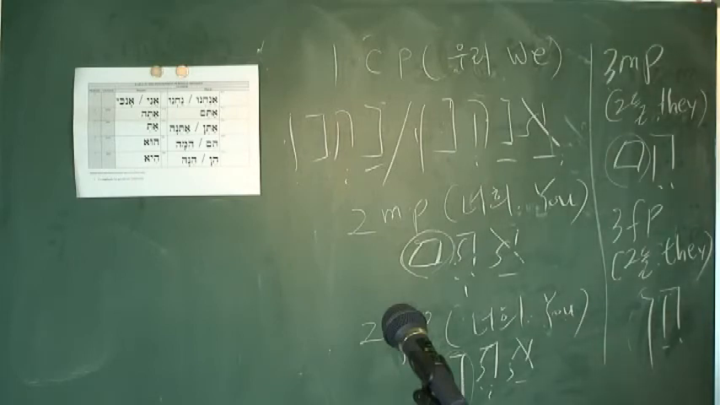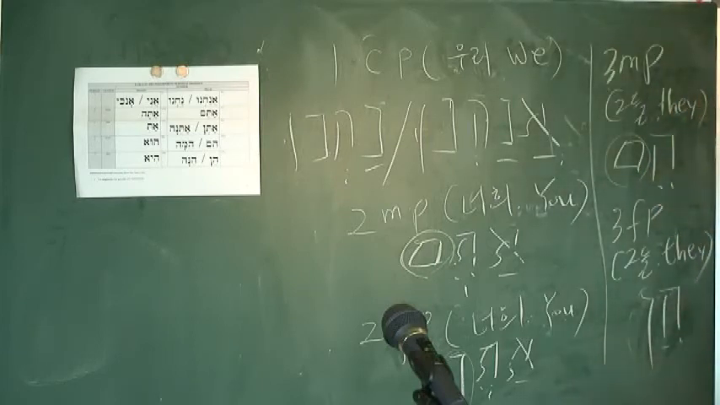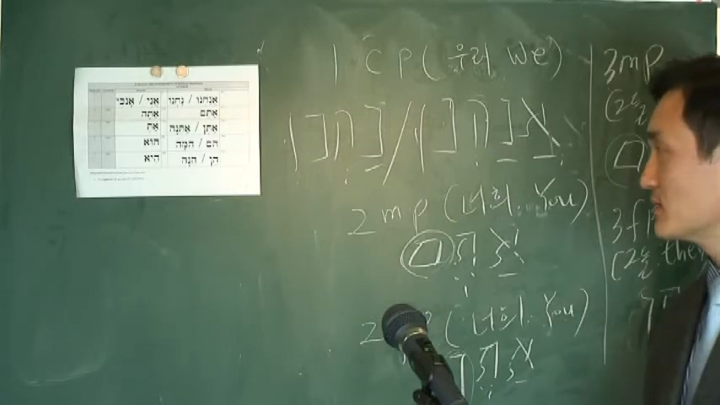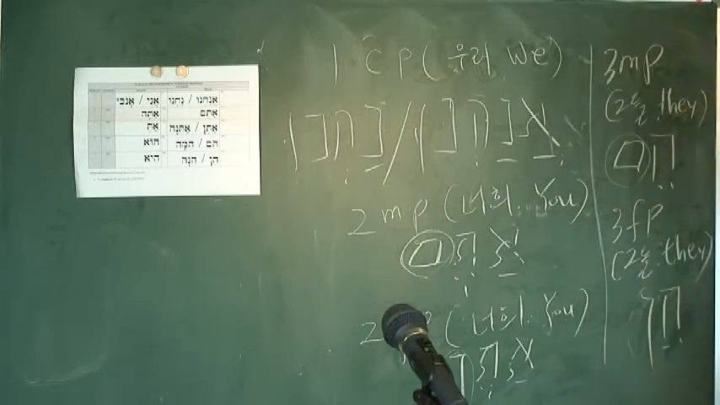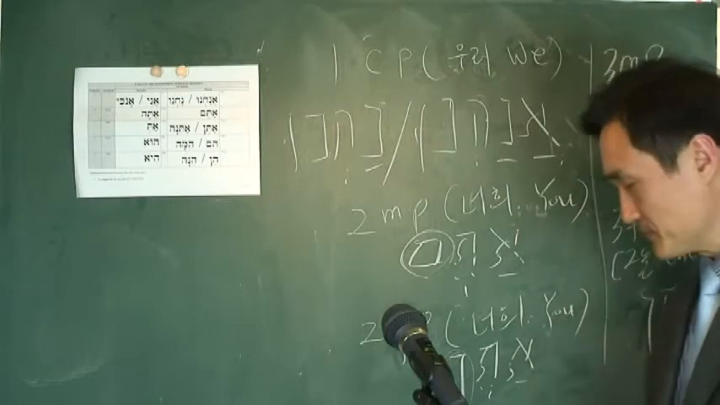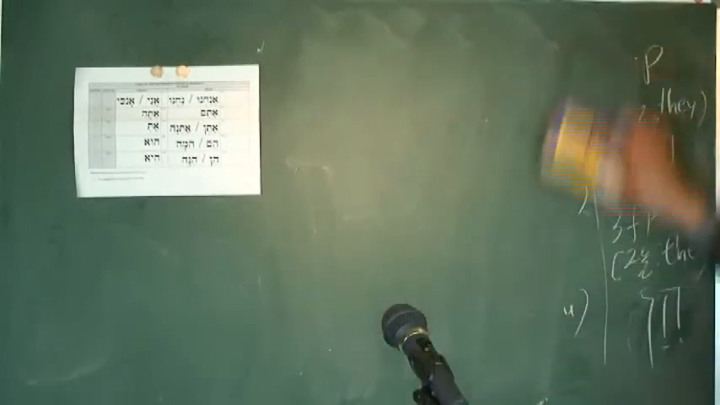Let's read them. Anahnu, Atem, Aten, Hem, Hen. Including the singular forms, they would be Ani, Anoki, Ata, At, Hu, He, Anahnu, Atem, Aten, Hem, Hen. There are variations of this form that you will find in your materials.